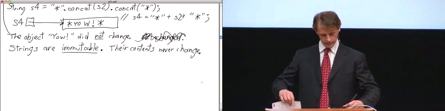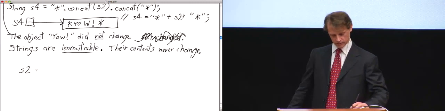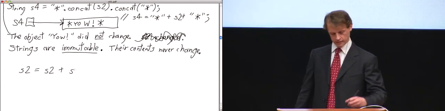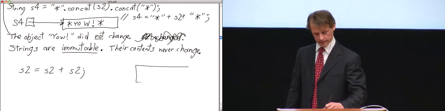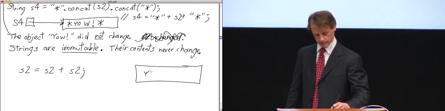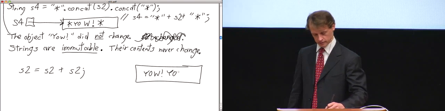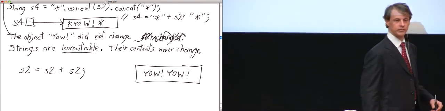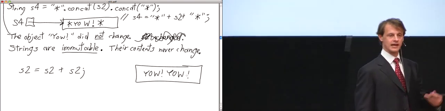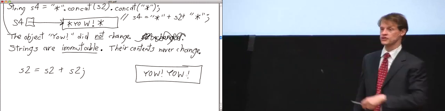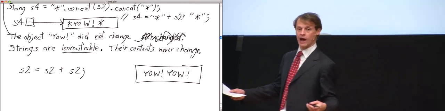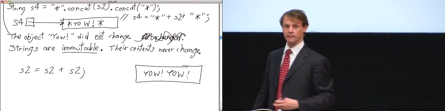No, you can do that. I mean, if you write something like S2 equals S2 plus S2, then Java will go ahead and make that combined string. And then it will replace the reference. The reference variable S2 will then point to that new string. The old one will still be around, but nothing will point to it anymore.